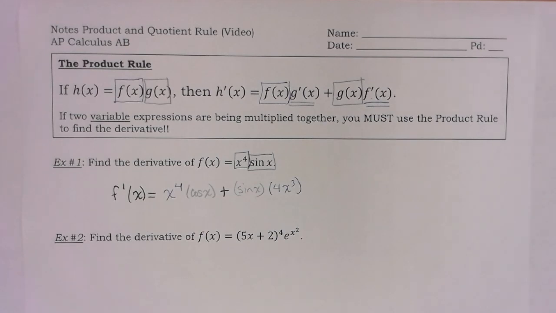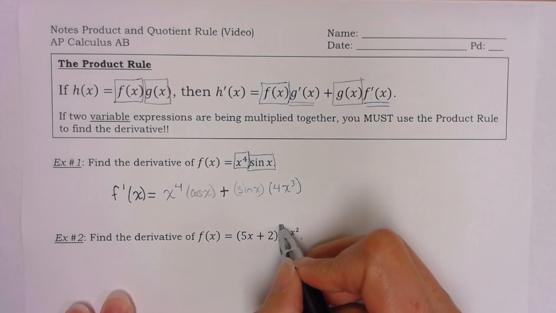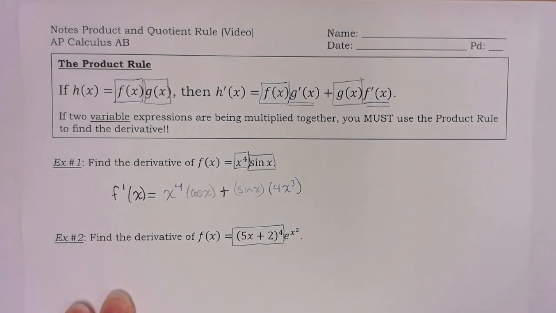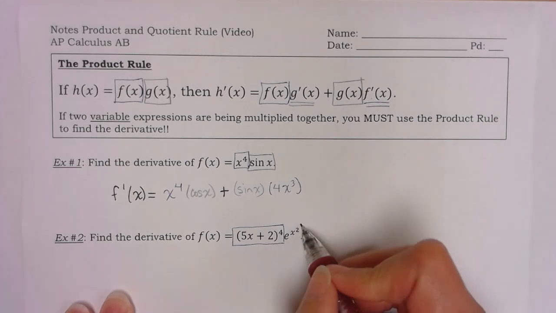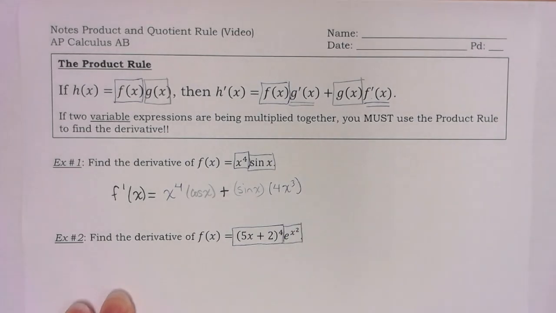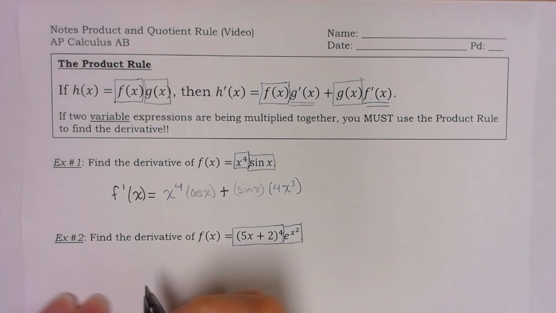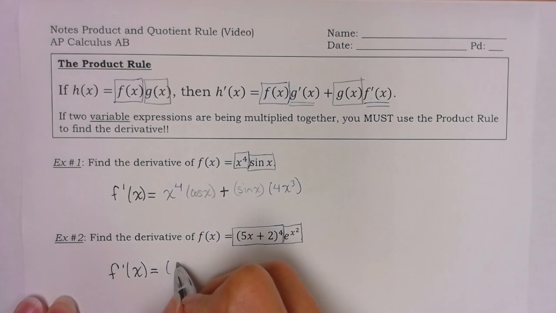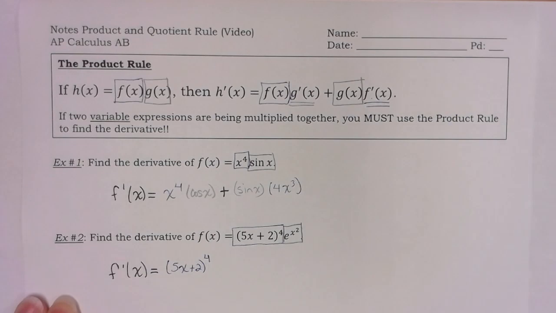We now have two things multiplied together. One thing is 5x plus 2 all raised to the fourth. The second thing is e raised to the x squared. So those are my two functions. So my f prime of x is going to be my first function, which is 5x plus 2 raised to the fourth, times the derivative of my second function. This is a chain rule problem.